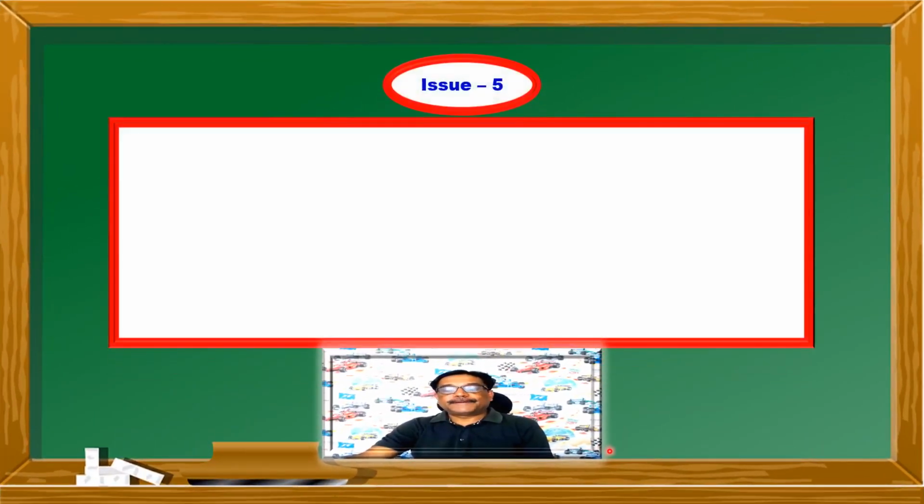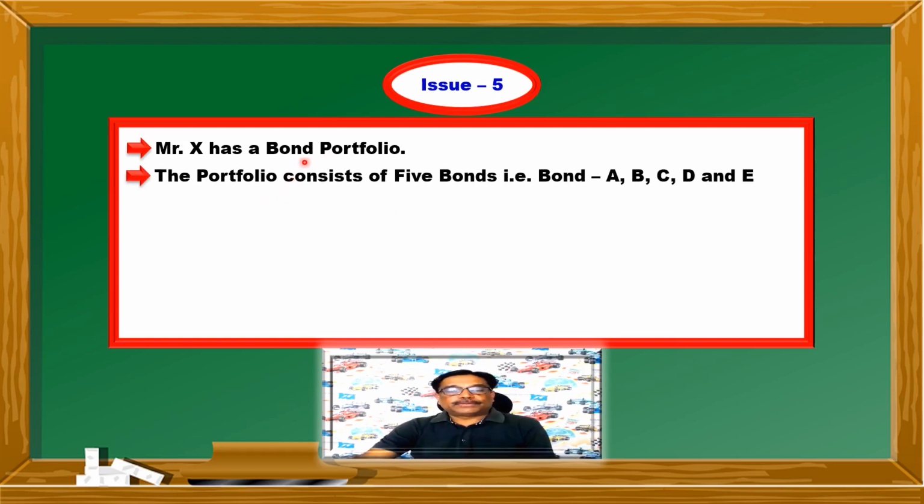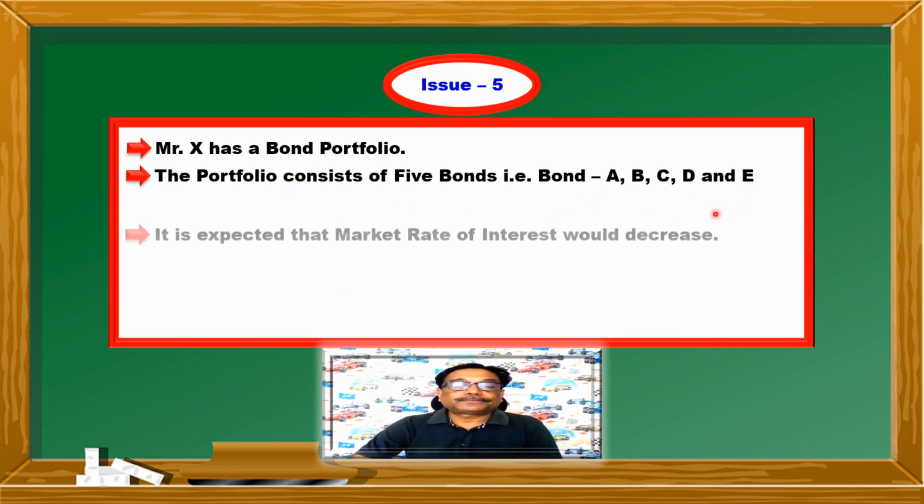One more example. Mr. X has a bond portfolio. Bond portfolio means the collection of the bond in which money has been invested. Suppose 5 types of bonds I have purchased. My bond portfolio would include all these 5 bonds. The portfolio, that is this bond portfolio, consists of 5 bonds, that is bond A, B, C, D and E.